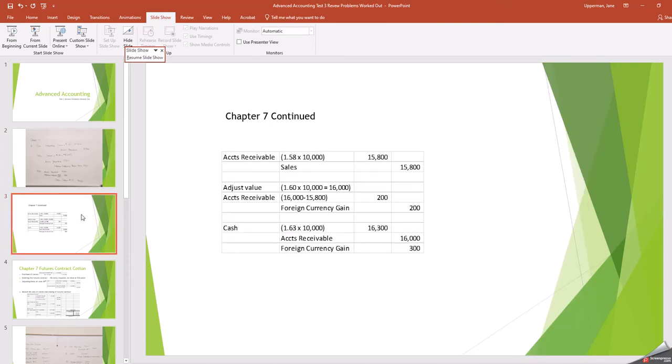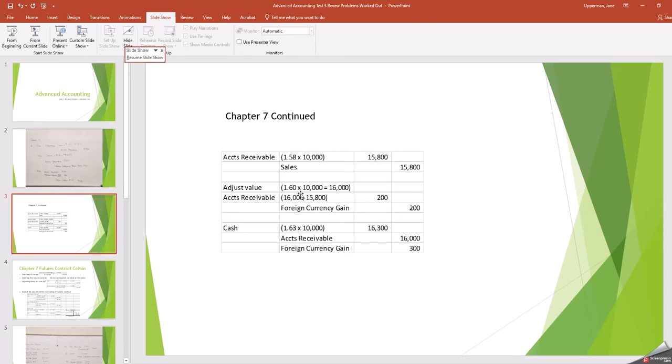Then in the next transaction, we're on the other side. We're selling a product to a customer. And the payment's going to be made in euros on March 15th. The sale happens on December 15th, and it's 10,000 euros. So on December 15th, when we record the sale, ignoring the cost of goods sold part, just the sale only, the exchange rate is that it's $1.58 to buy 1 euro. So they're going to owe us 10,000 euros at $1.58. So our accounts receivable is going to be 15,800. And our sales are 15,800.